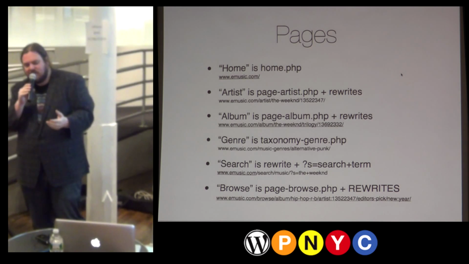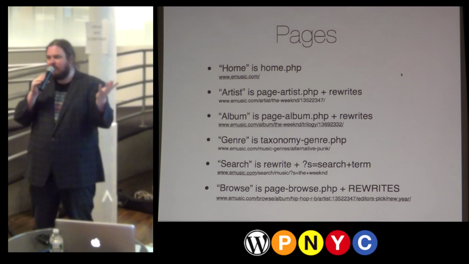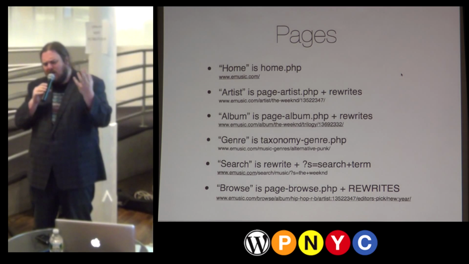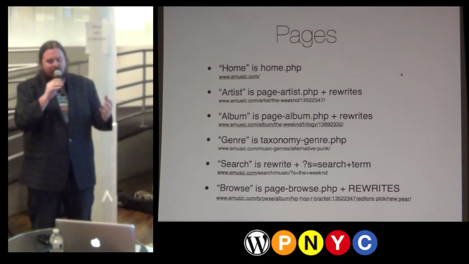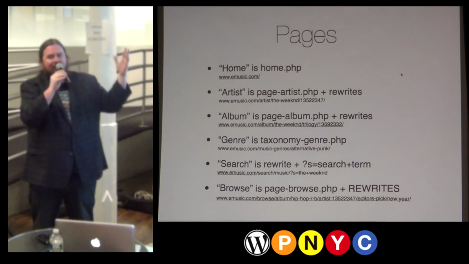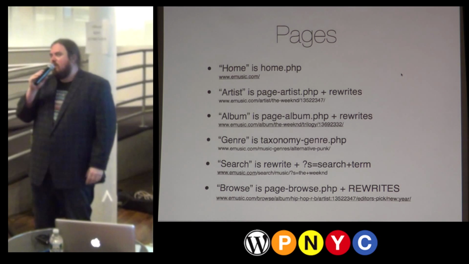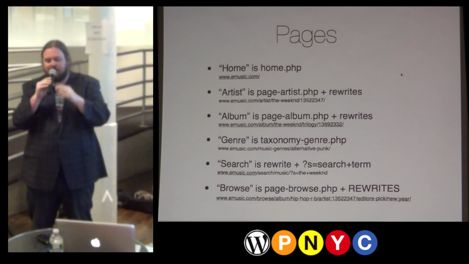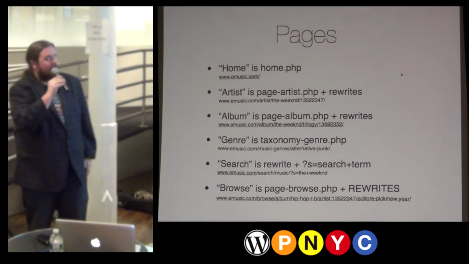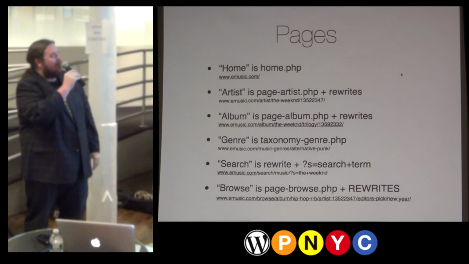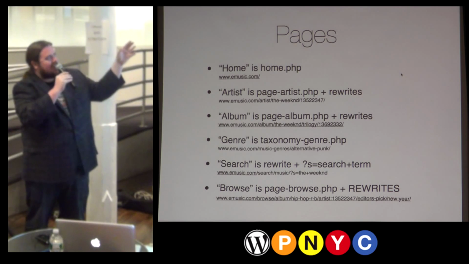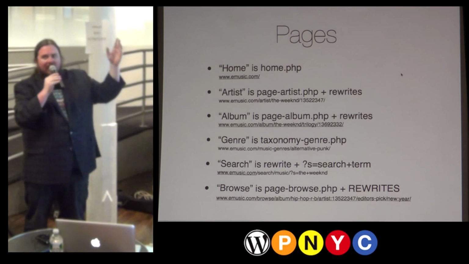So for our home page, we're using the home.php template in your theme. And then for artist and album, the URLs start with /artist and /album. And then we use a little sugar with the rewrite API to actually put more data in the URL. So I don't know if you can see this as well, but artist will be eMusic.com/artist/the-weekend, and then the Weekend's artist ID.